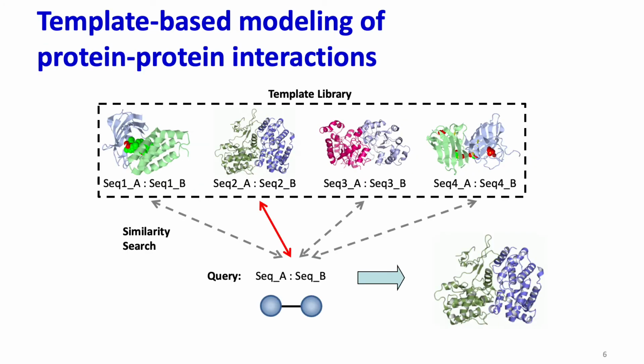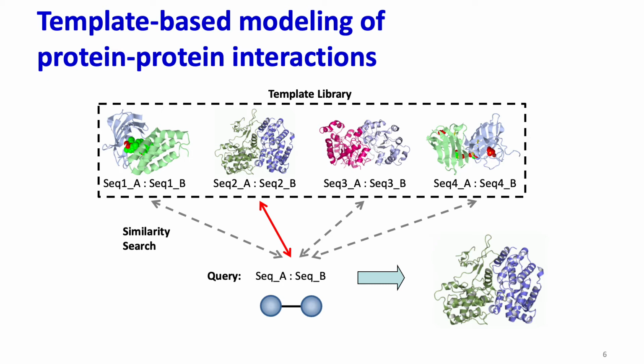Here's how homology modeling works for protein-protein interactions. We start with a pair of proteins that are already known to interact from experiment. To build a 3D structural model for this query protein pair, we perform a sequence similarity search of the query protein pair against a library of protein complexes with experimentally determined 3D structures.